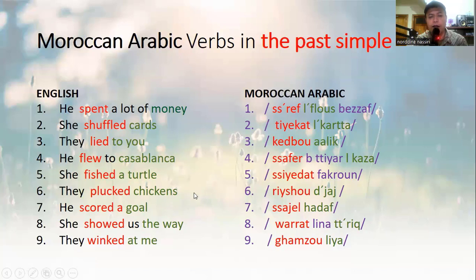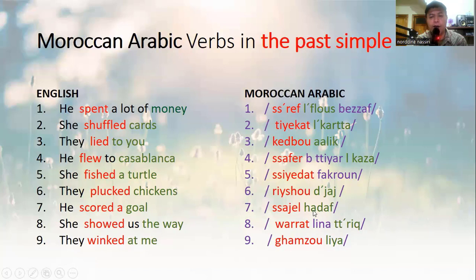Number 6. They plucked chickens. Okay. ريشو جج. Okay. ريشو جج.